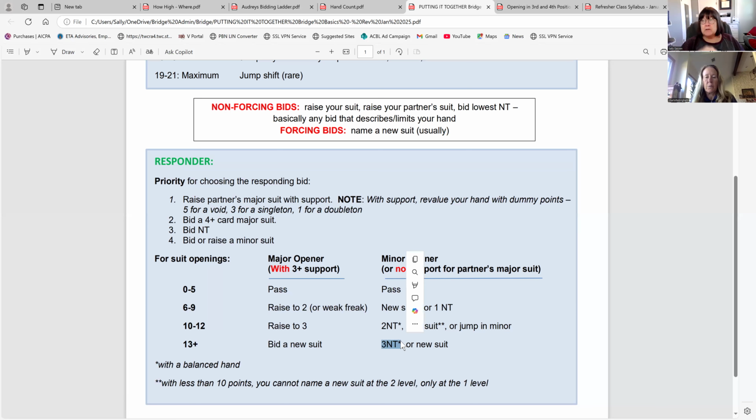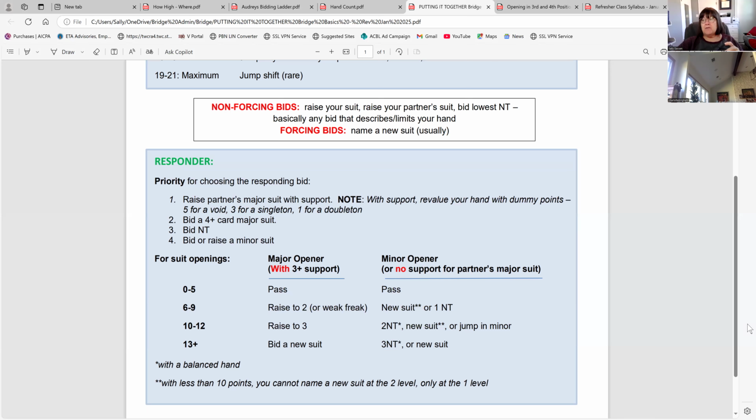That's if you have a balanced hand and you don't have a 4-card major, or you just bid a new suit because you're kind of waiting to bid more. A new suit by the responder is always forcing. So partner's got to bid again. Okay, so those are overall how we put our bids together.